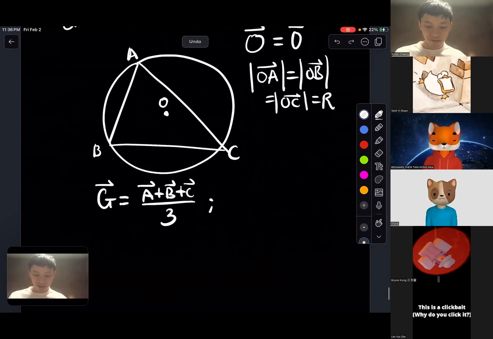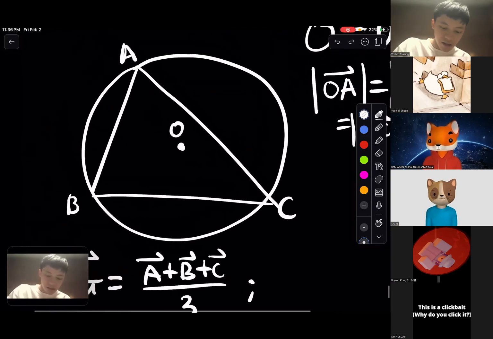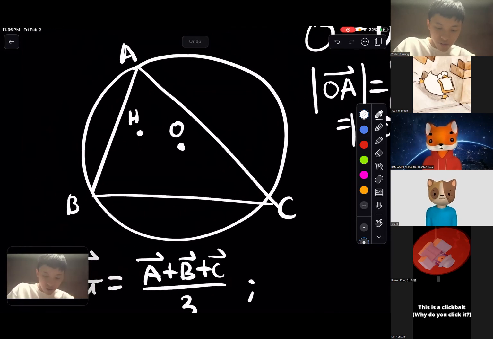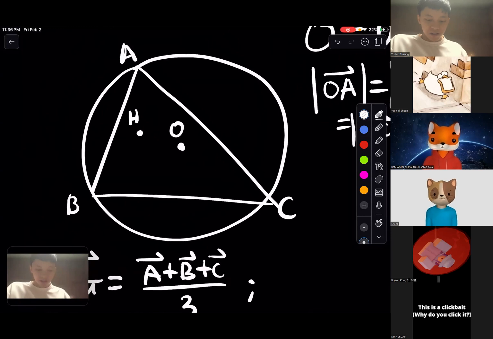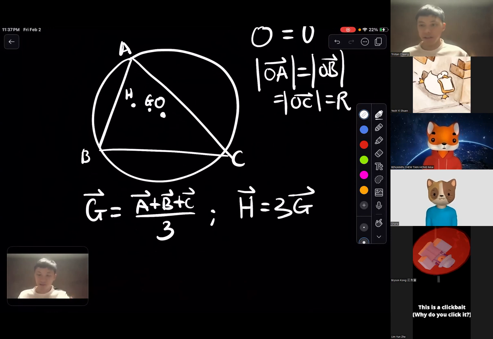We're going to think of it from what we learned last class. O, G, H form a 1 to 2 homothety. Yeah, so OGH form a 1 to 2 homothety. So H must be just 3 times G, which is A plus B plus C.